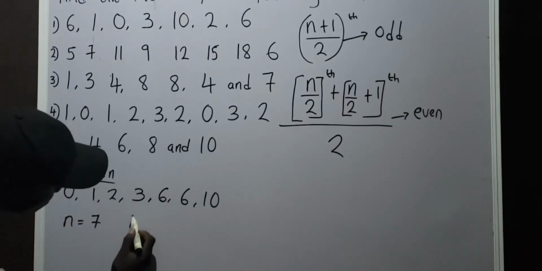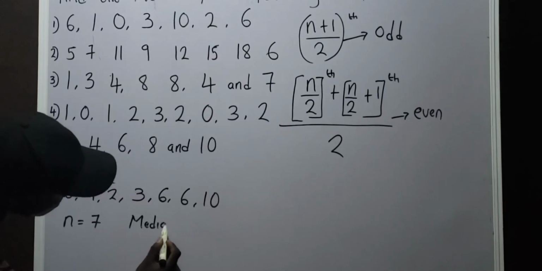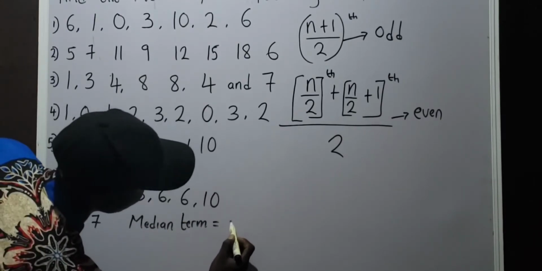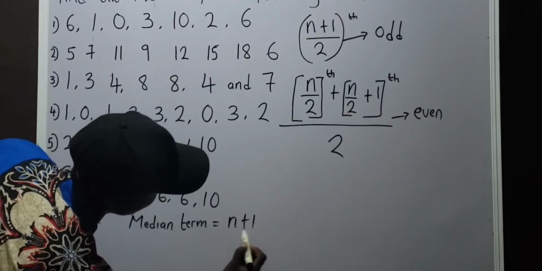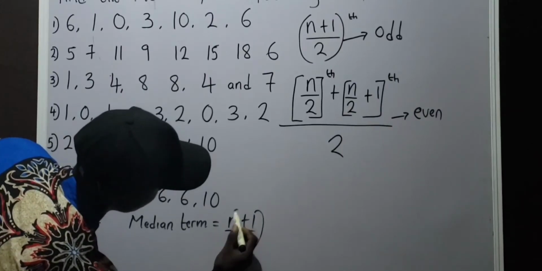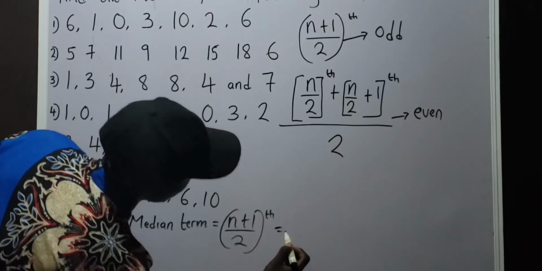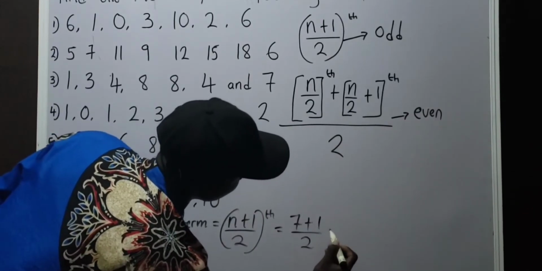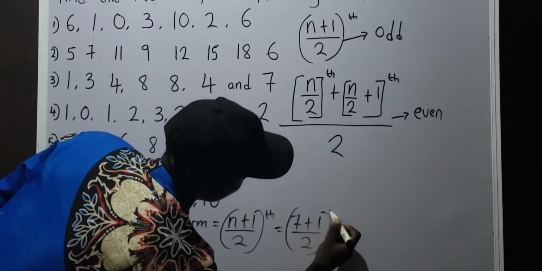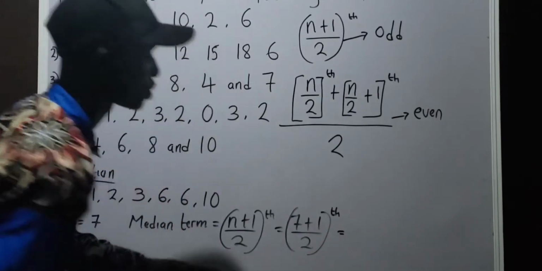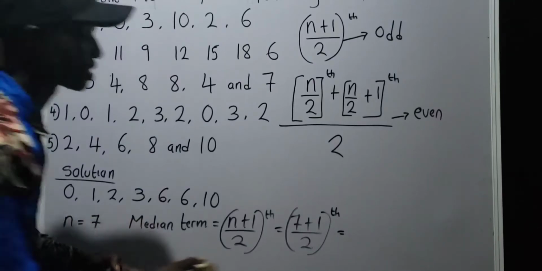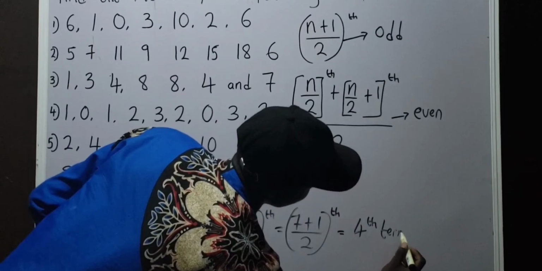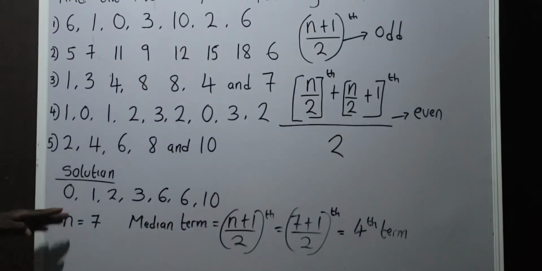So the median term is equal to (n plus 1) all over 2, which is equal to (7 plus 1) all over 2. So 7 plus 1 is 8, and 8 over 2 is 4. So the fourth term is my median.